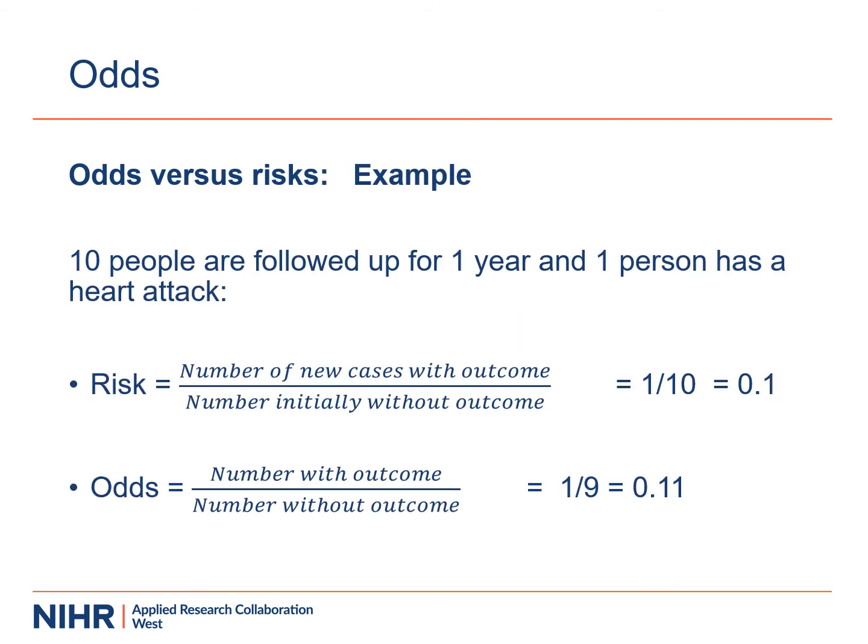So if we had 10 people and we followed them up for a year and one person had a heart attack, then we would say the risk of a heart attack is 1 in 10, or 0.1. And for odds, we would instead divide the one case with the outcome by the 9 cases who didn't have the outcome, giving us an odds of 0.11. And note that in this example, the risk of 0.1 and the odds of 0.11 are quite similar, but this is not always the case, and I'll demonstrate that now.